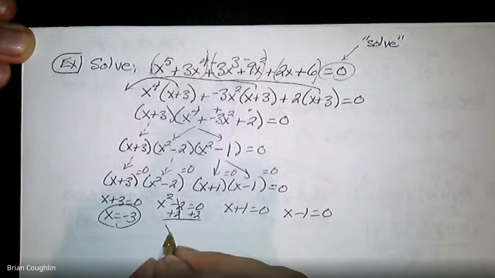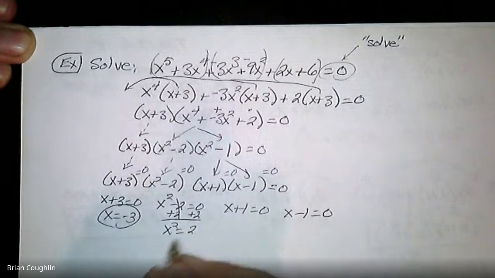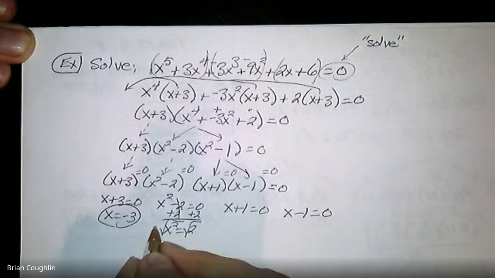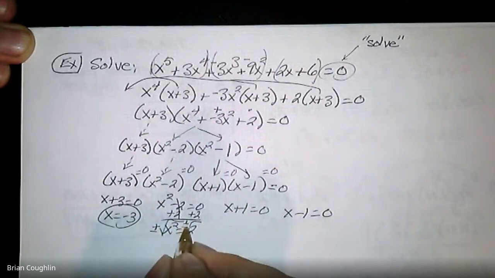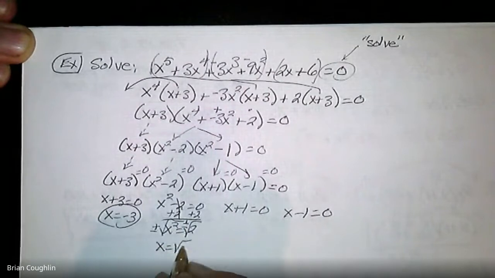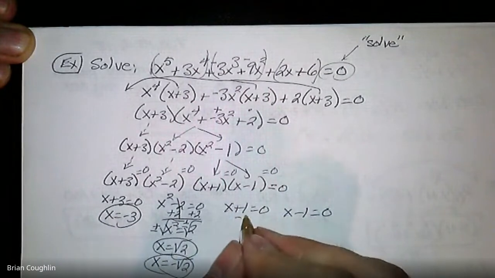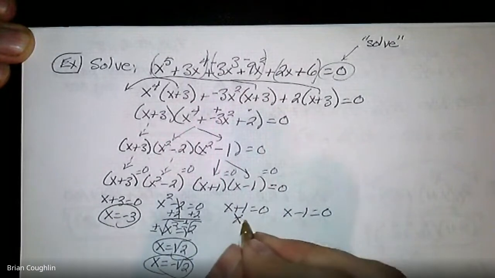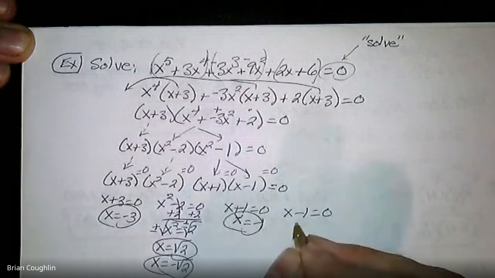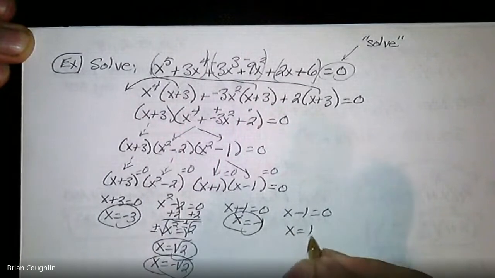This is a two-step problem. So x squared equals 2. Now I need to square root, which, by the way, has two answers, positive and negative. So x equals radical 2. X equals negative radical 2. So there are two separate roots there. This, you just subtract 1, you'll get x equals negative 1. And here you add 1, so you get x equals positive 1.